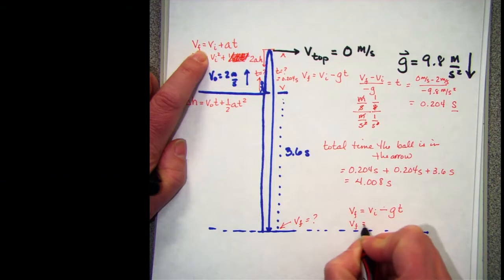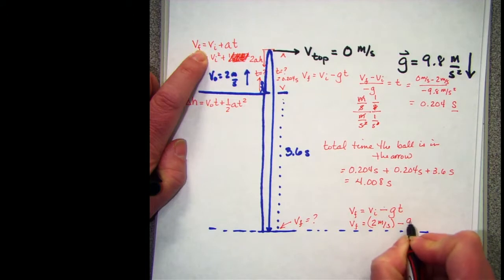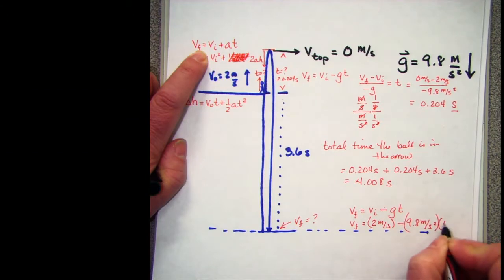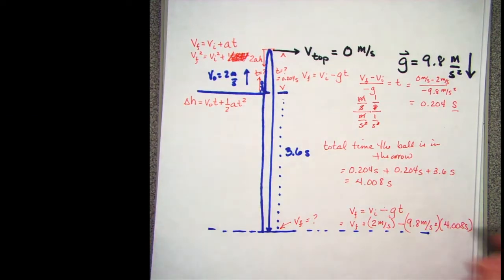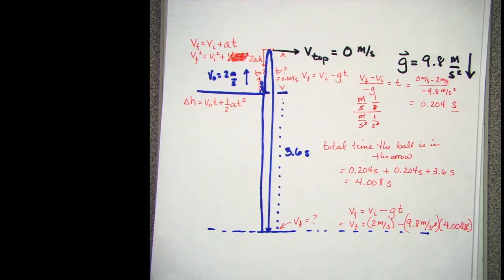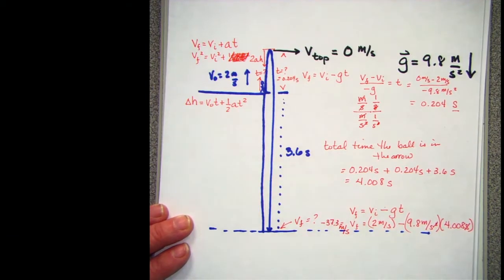So my final velocity is going to be my 2 meters per second minus gravity, which is 9.8 meters per second squared. And now I get my time in here. If I plug that in, these cancel, so I can add these two things together. That gives me a negative 37.3 meters per second.